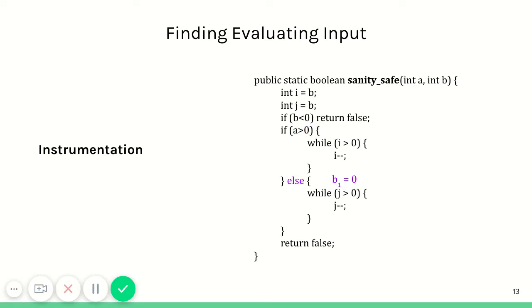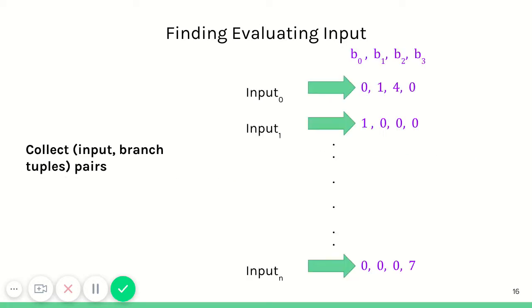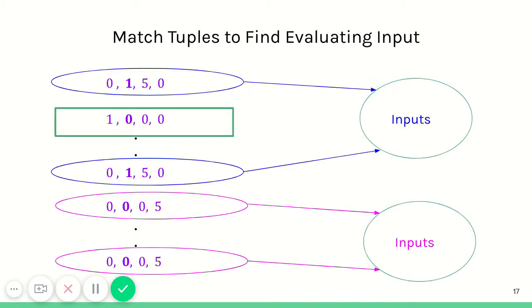Similarly, a counter is introduced for every loop, which is incremented for every loop iteration. In the end, a tuple is produced that defines the behavior of the program at branches and loops for any given input. Using this instrumented version of the program, we produce input tuple pairs. We then match the tuple to predefined patterns and use this to partition the input into evaluating sets. At a high level, our patterns try to find two sets of input that disagree on a secret-dependent conditional, but agree as much as possible elsewhere.